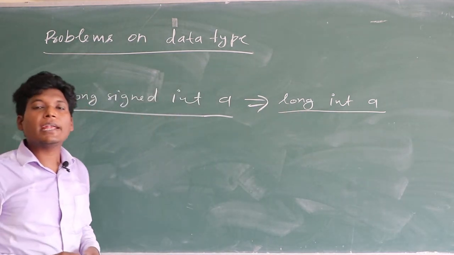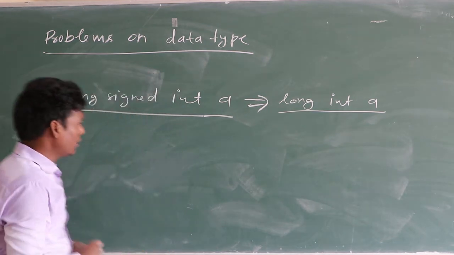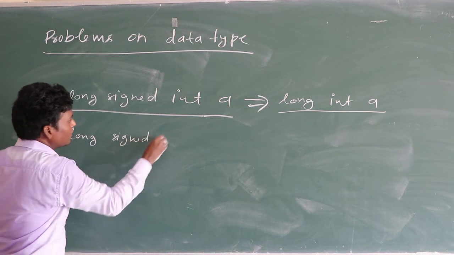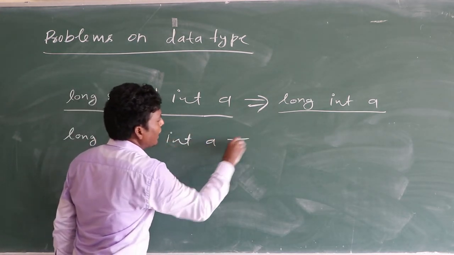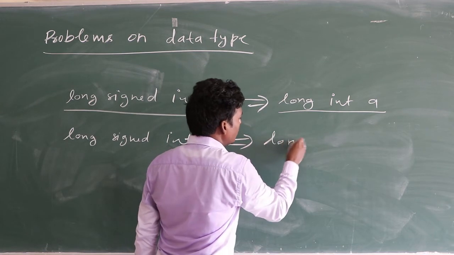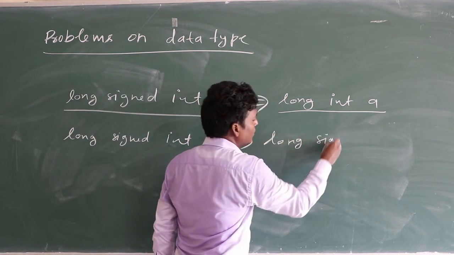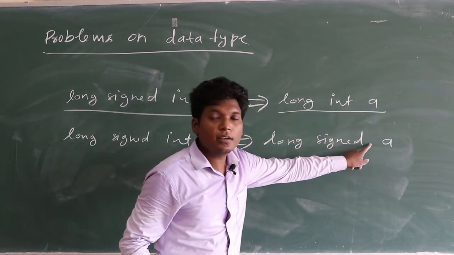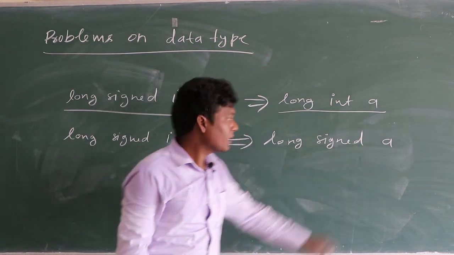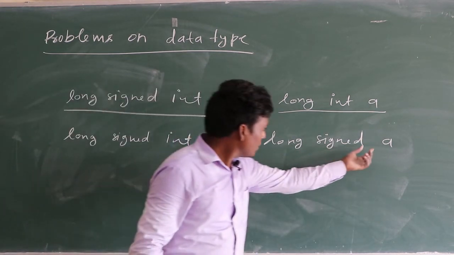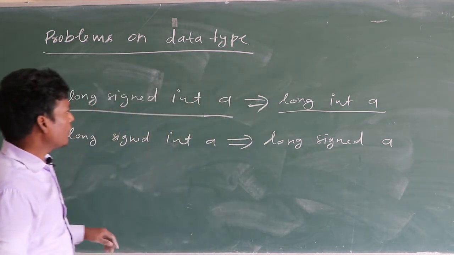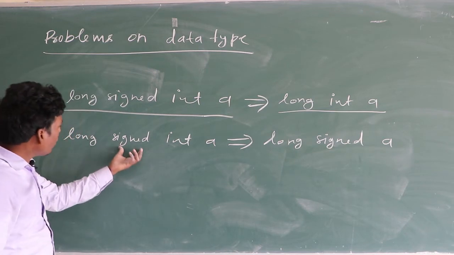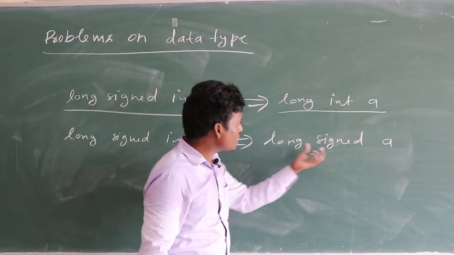By default data type is int. In that scenario, long signed int A can be written as long signed A. There is no int because by default data type is int. Here is an int, but here the data type int is missing, because by default data type is int. So you can write long signed int A equal to long signed A.